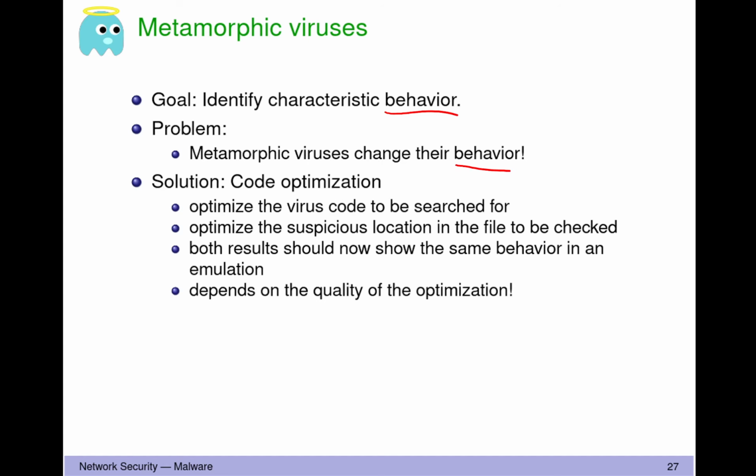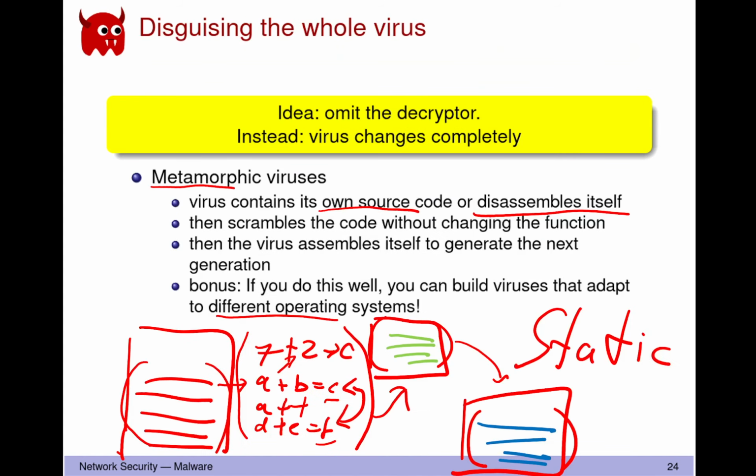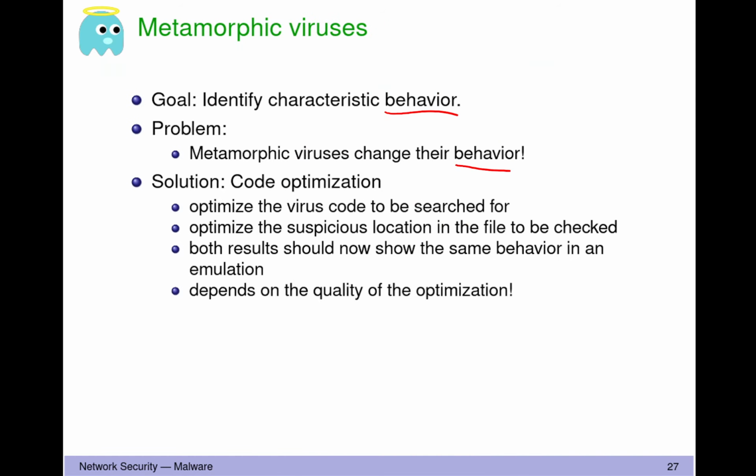Okay, so coming back to the problem, where do we have it? This one. It's difficult to identify metamorphic viruses because every virus looks different. It's doing the same, so dynamic analysis is difficult, and the files look different. So what we could do is take this red, green, and blue file and optimize the code. That means if we optimize the red code, it will be looking like this.